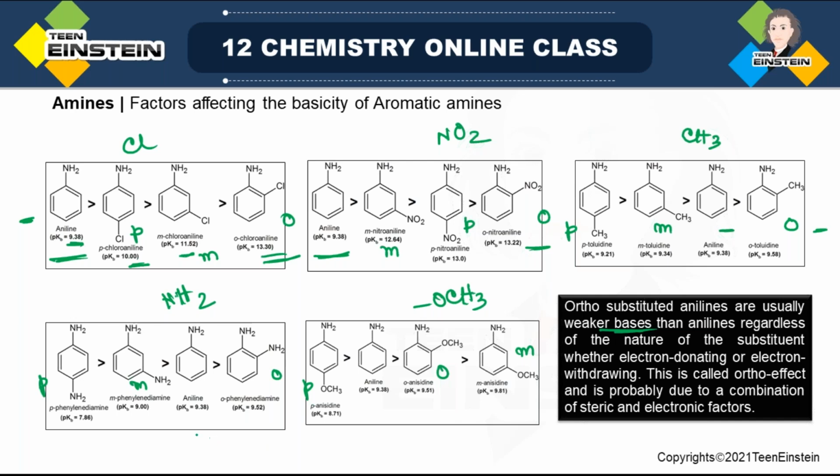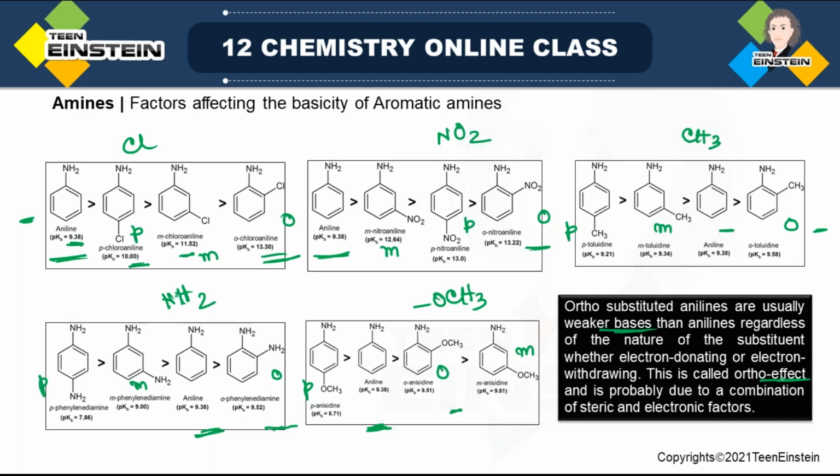Then in this case also, aniline is greater than ortho. It is an observation. Remember, it is an observation. Regardless of the nature of substitution, whether donating or withdrawing, the ortho substituted aniline is always a weaker base, and that effect is known as the ortho effect. Though it is not a fully established fact, probably it is because of a combination of both steric effect and electronic factors.